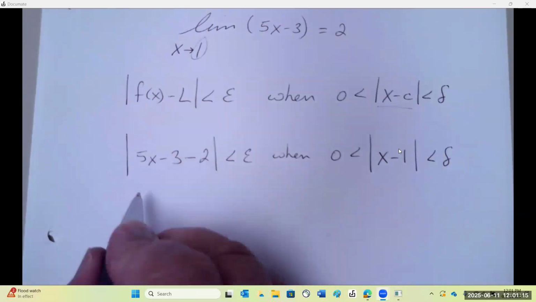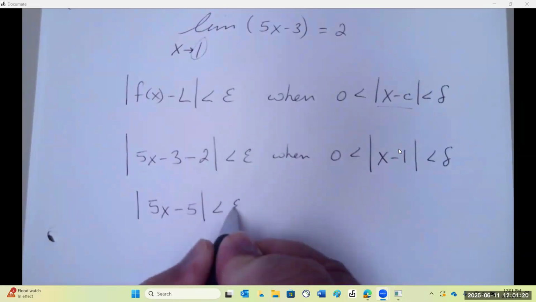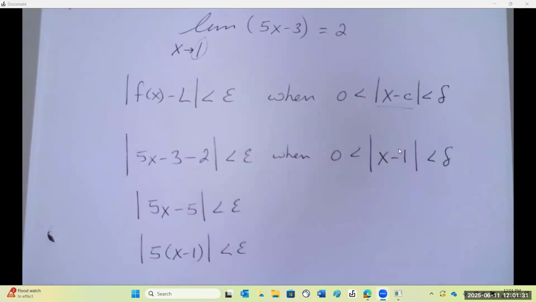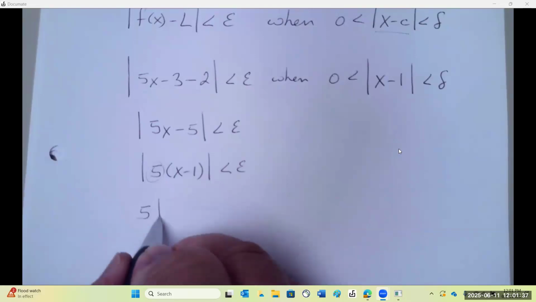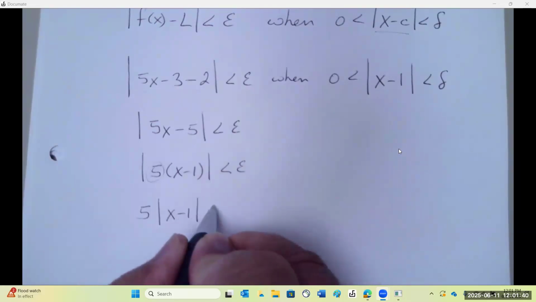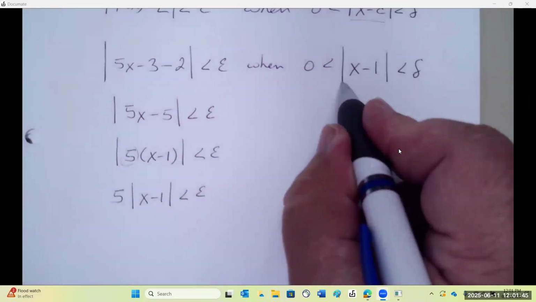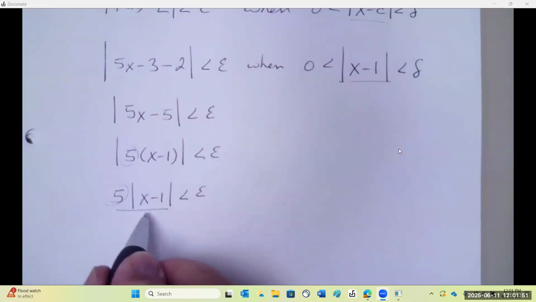So algebraically, let's work this one out. 5x minus 5. What can we do here now? Take out the 5. We have x minus 1. Because that's a constant and it's positive, we can take it out in front. We need to have the absolute value of x minus 1 by itself. So what do we do with 5? Divide both sides.